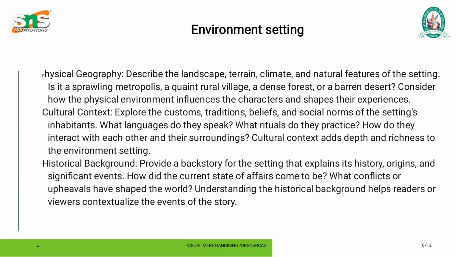Cultural context. Explore the customs, traditions, beliefs, and social norms of the setting's inhabitants. What language do they speak? What rituals do they practice? How do they interact with each other and their surroundings? Cultural context adds depth and richness to the environmental setting.